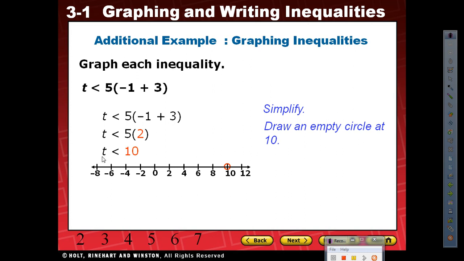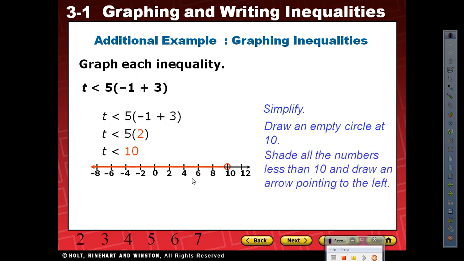What numbers are less than 10? That's right. All these numbers over here. So that means we're going to shade everything to the left. You guys see that? Okay. All right. Let's see if you can try it. Try these next two.